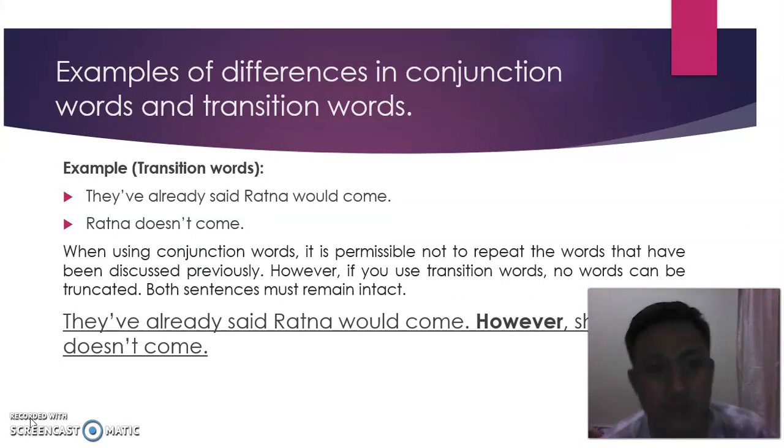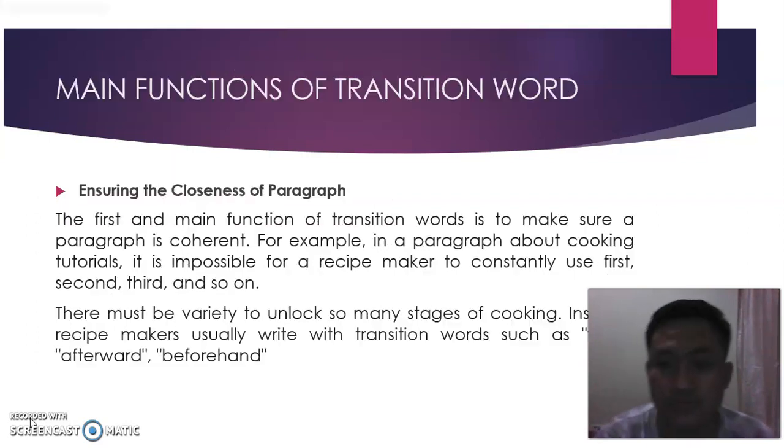Example of transition words. First sentence, they have already said Ratna would come. And second sentence, Ratna doesn't come. When using conjunction words, it is permissible not to repeat the words that have been discussed previously. However, if you use transition words, no words can be truncated, but both sentences must remain intact. With the transition word: they have already said Ratna would come. However, she doesn't come.